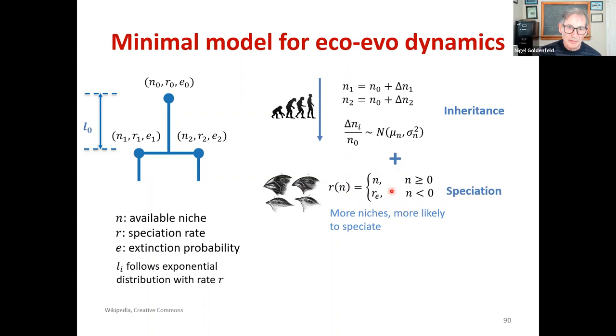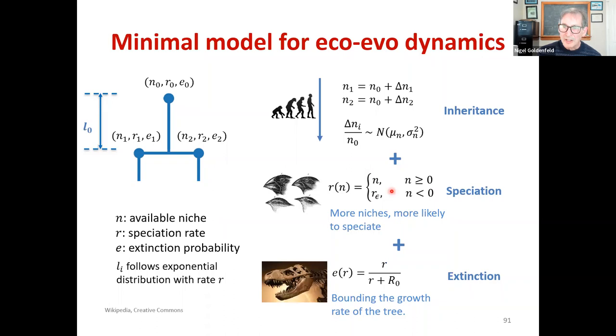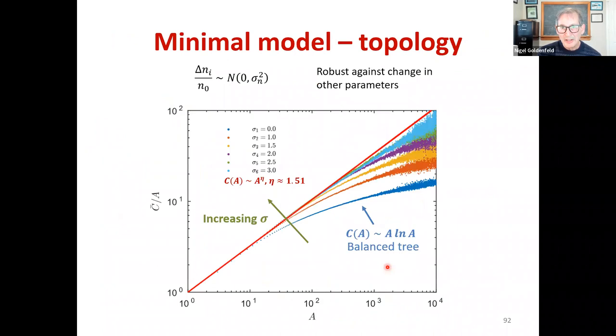And then largely, we want to bound the growth rate of the tree so we have extinction events so that we have a sort of coalescence process going on here. So these are basic, simple dynamics, and we can now simulate those things and see what is going to happen. Now, the only variable that we can adjust here is the variance in the rate at which niches are inherited. So that number is called sigma.